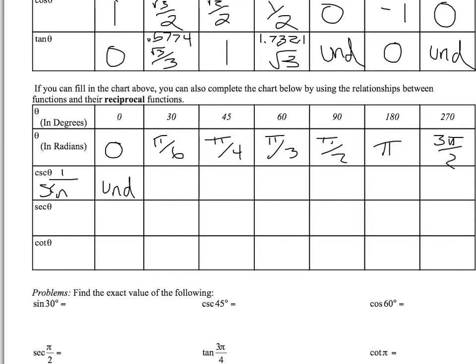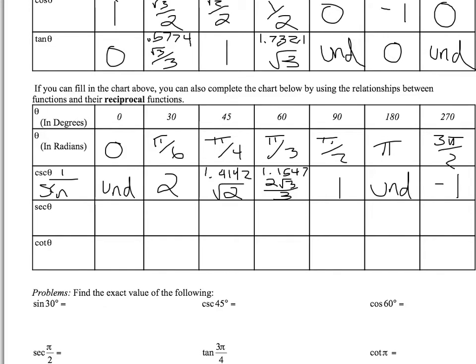And then cosecant of 30 is 2. Cosecant of 45 is 1.4142. You need to know that that's radical 2. Cosecant of 60 is 1.1547. That's another one you're going to have to know. It's going to be 2 radical 3 over 3. And then cosecant of 90 is 1. Cosecant of 180 is undefined. Cosecant of 270 is -1.